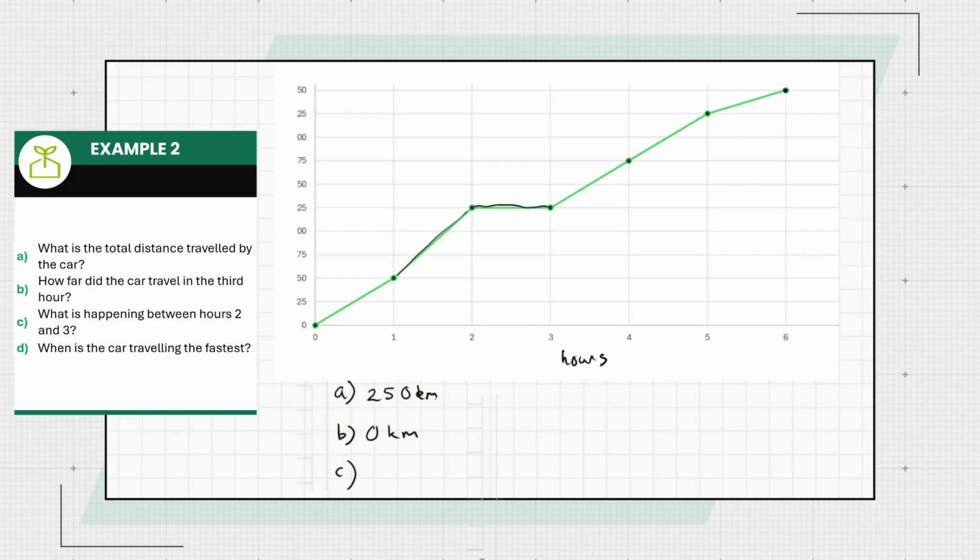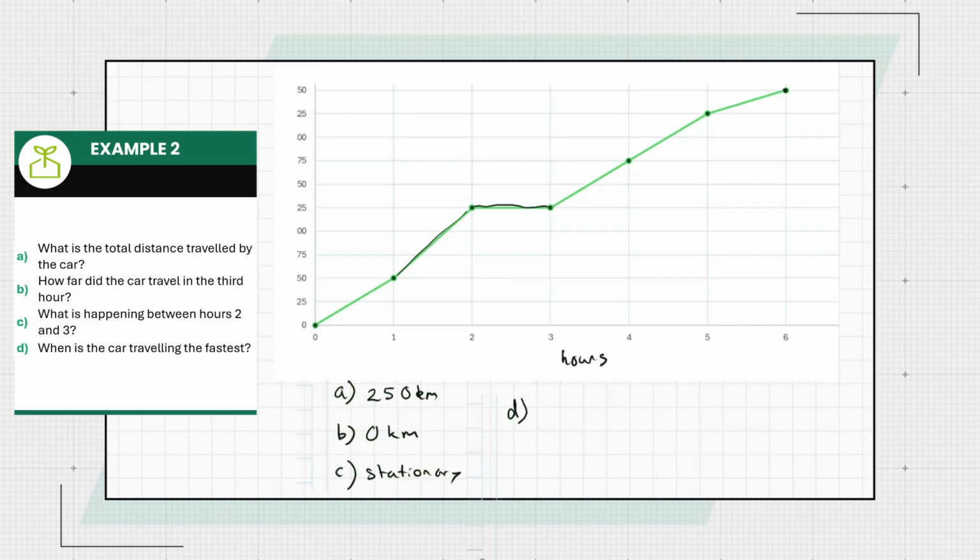What is happening between hours 2 and 3? Well, we're stationary, we're not moving. That means we're on a break. We've reached maybe a first point of our destination before we moved on to somewhere else, something like that.